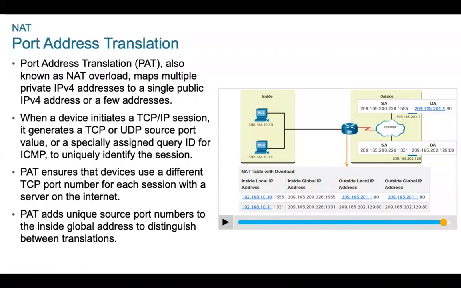In this port address example, you can see two devices inside using IP addresses, and they are using different TCP or UDP services. Each service is identified by the port number, the inside global IP address, and the outside global address. The outside global address is using port number 80.